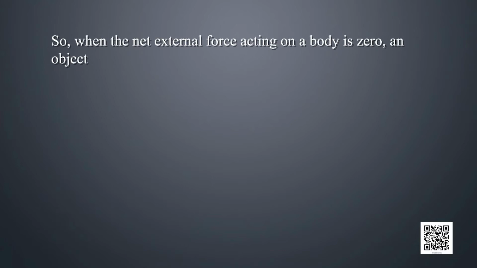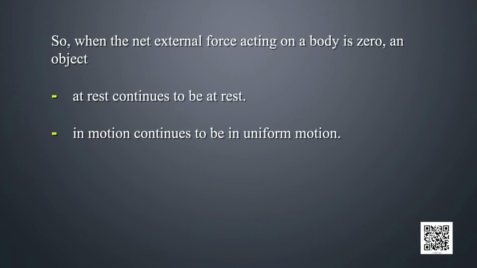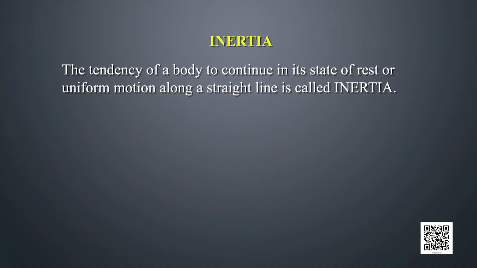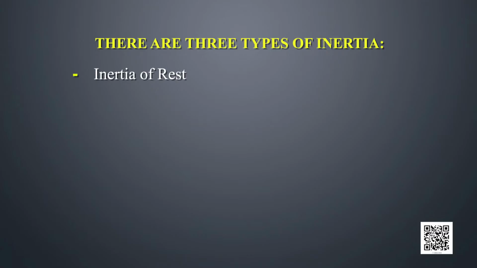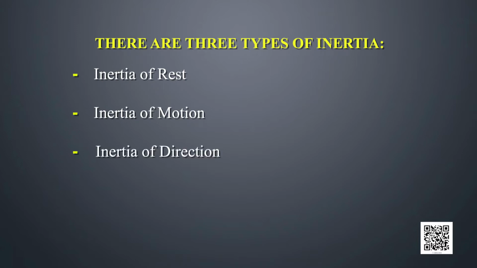So, we can conclude from this activity that objects at rest will continue to be at rest and objects in motion continue to be in uniform motion unless we apply some external force. The tendency of a body to continue in its state of rest or uniform motion along a straight path is called inertia. There are three types of inertia: the inertia of rest, the inertia of motion and the inertia of direction. Let us take illustrative examples of each type of inertia.